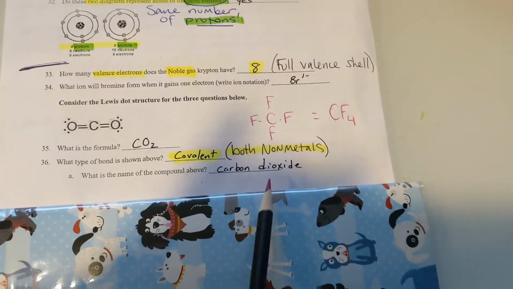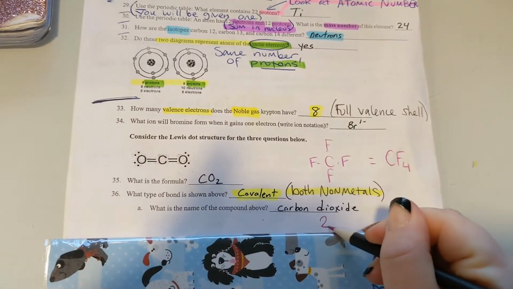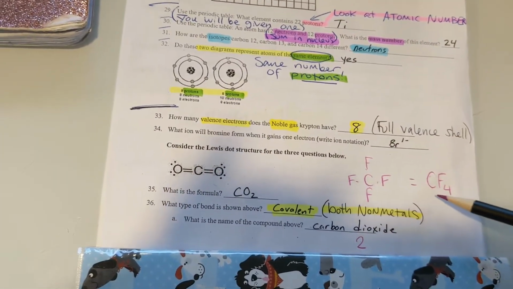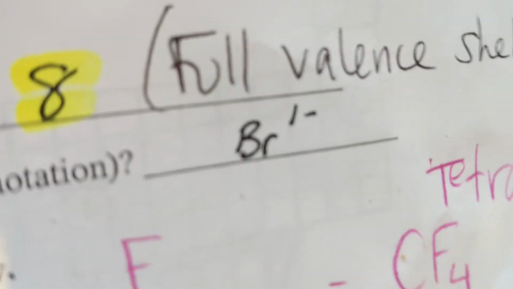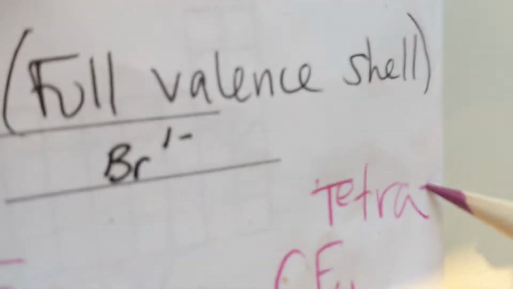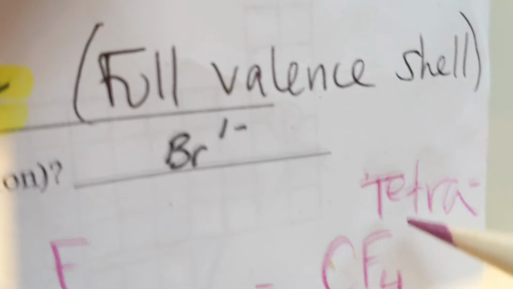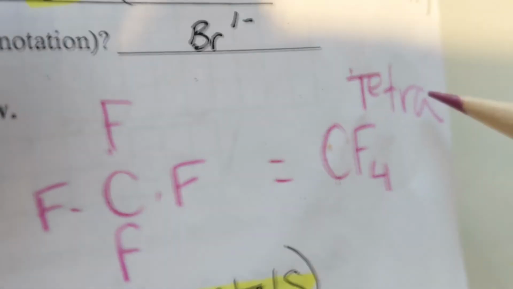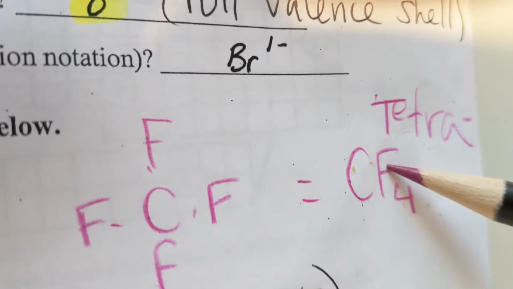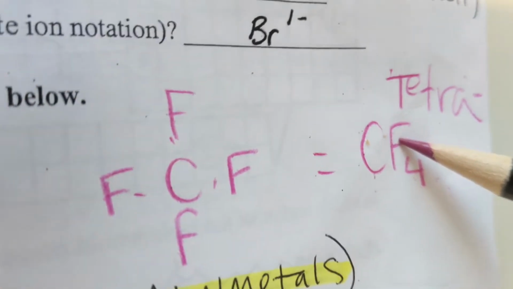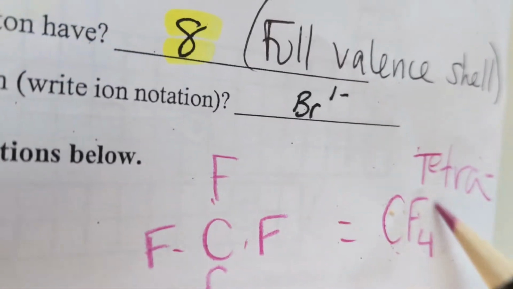And this compound is, of course, carbon dioxide. The prefix di means 2. And then my other example over here is actually carbon tetrafluoride, because the prefix tetra means four. So that tetrafluoride tells us that there's four fluorines for each carbon. So that molecule would be named carbon tetrafluoride.